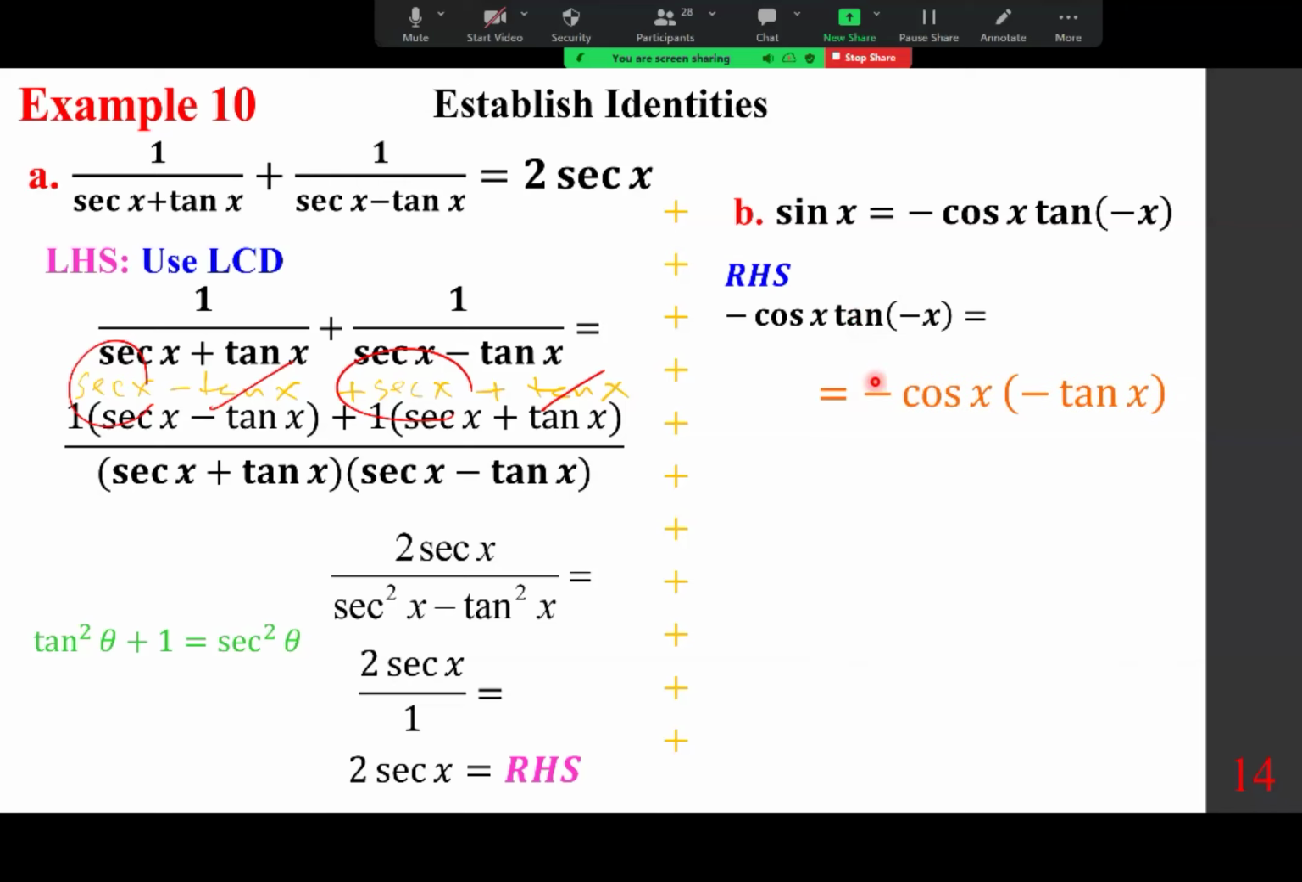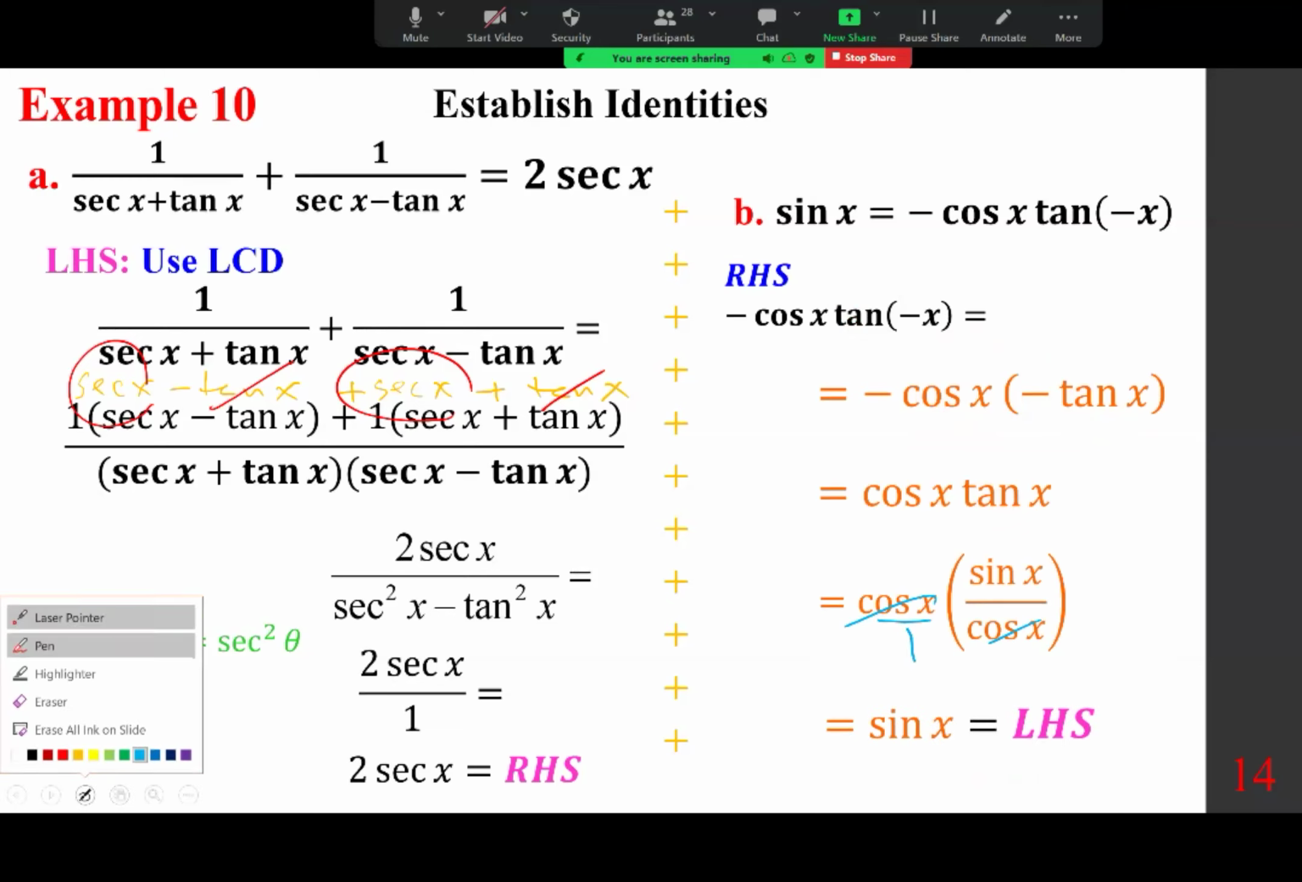Now negative and negative is positive. So cosine x times tan x, and tan is sine over cosine. These two cancel each other. And the final answer is sine x, which is the left-hand side. And we proved it works fine.